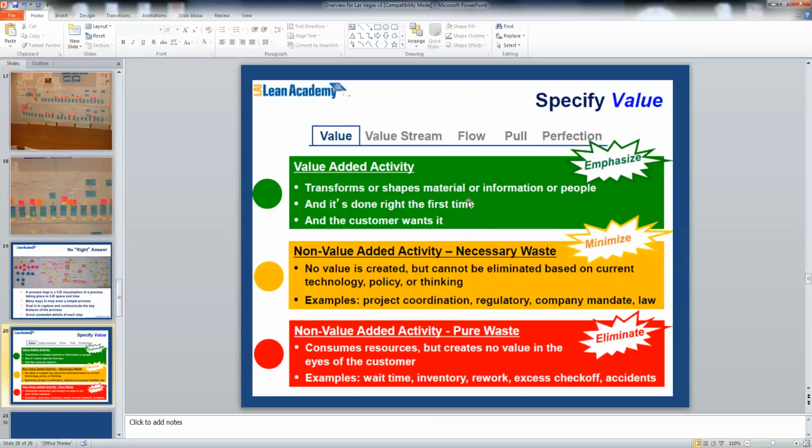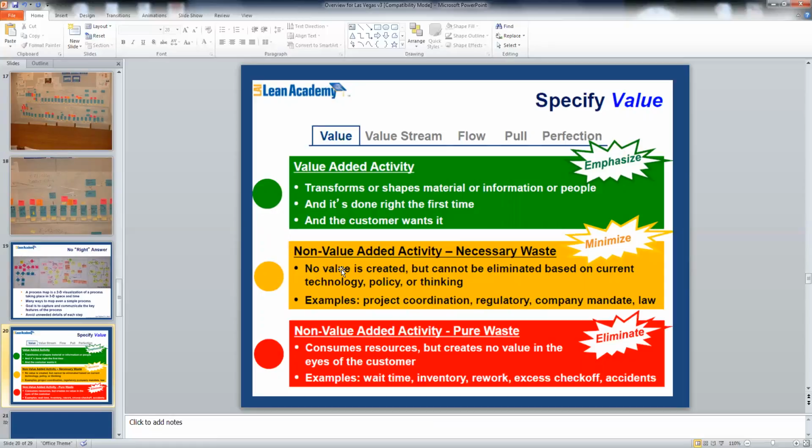So once we've mapped out the value stream map, we're going to use these little dots, green, yellow, and red. The green dots are going to be things that add value from the customer's perspective. The yellow and red are going to be things that do not add value from the customer's perspective.